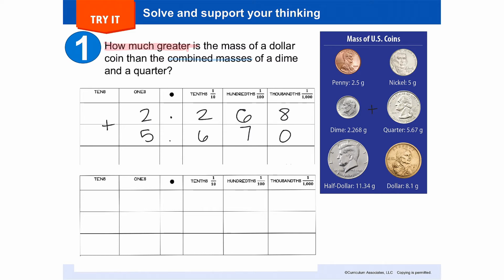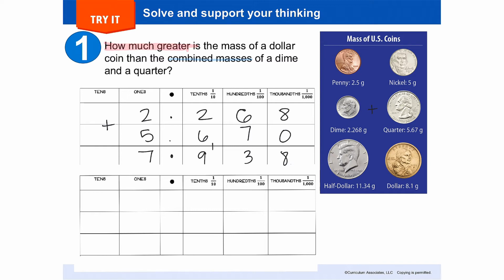I like to make an addition sign here so I know what I'm doing. So 6 plus 7 is 13. I record my 1 on the total bar. 2 plus 6 is 8, plus 1 is 9. Bring down my decimal, and 5 plus 2 is 7. Okay, so now we know that the combined weight is going to be 7.938.